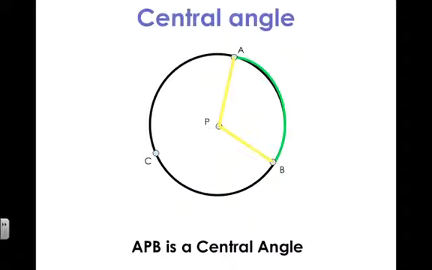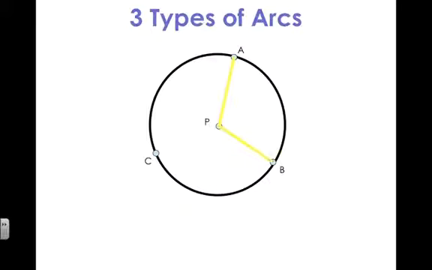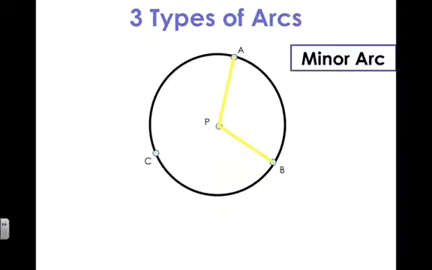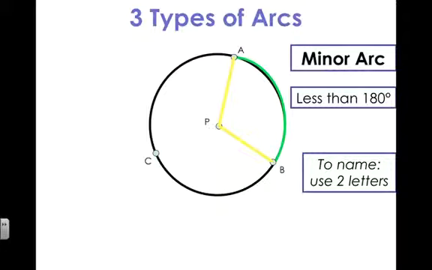And we haven't really talked about that. A piece of a circle is called an arc. So from A to B, it's called an arc. Then we have another arc around the other way. So that leads us to three types of arcs. So we have three different types of arcs on a circle. For this central angle, we have a minor arc from A to B. Minor arcs are less than 180 degrees. And to name them, we use two letters. So arc AB, and notice the arc symbol above the AB, that's the symbol we use for arcs.